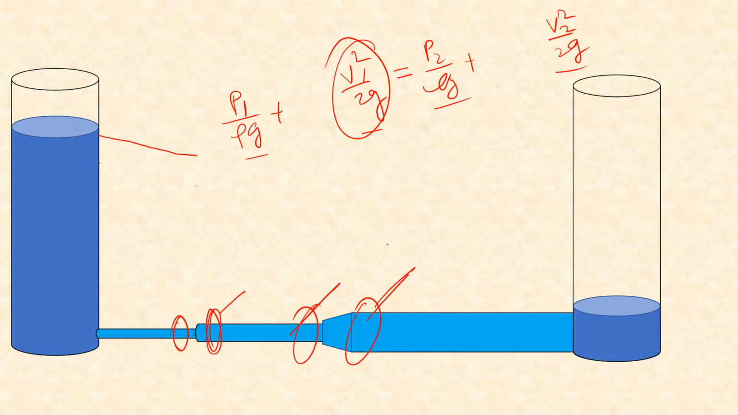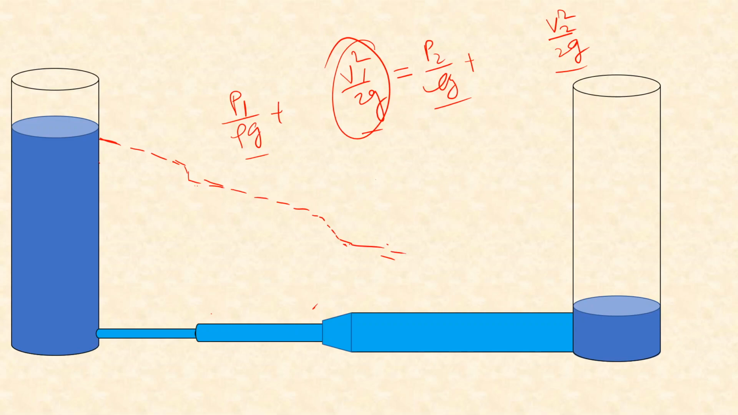So in that case, at these junctions, the hydraulic gradient line may have a positive slope, although the total energy line will always be having a negative slope. So let's draw the total energy line here, and the hydraulic gradient line will be somewhat like this.